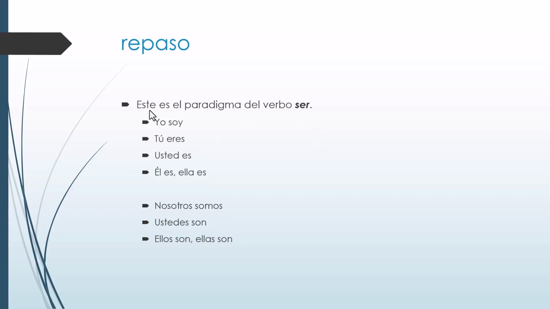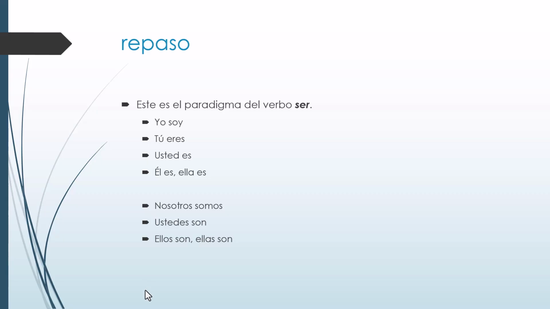And in Spanish, right? Spanish has a future, a past, a present. It has a much bigger paradigm for any given verb, but this is the present tense set of forms that you need to learn for the verb ser. Ser, ser, ser. Yo soy, tú eres, usted es, él es, ella es, nosotros somos, ustedes son, ellos son, ellas son, right? And by now you've probably noticed that ustedes, ellos, ellas are always going to have the same form.